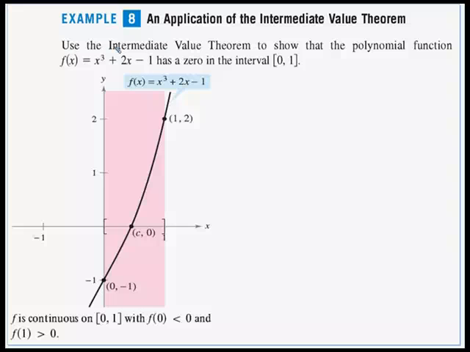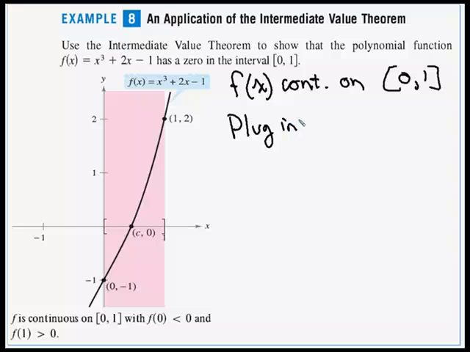So it says here, use the IVT to show that the polynomial function x to the third plus 2x minus 1 has a zero somewhere in the interval from 0 to 1. So here's our function, and the easiest way to do this, I'm going to say f of x is continuous on 0 to 1. It's got to be continuous on that interval to apply the IVT. So what we're going to do now is plug in the endpoints.